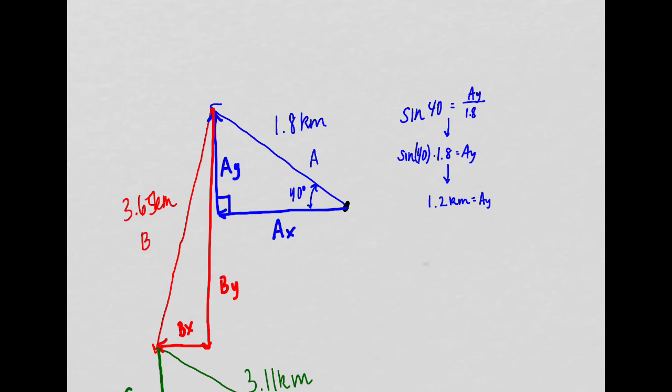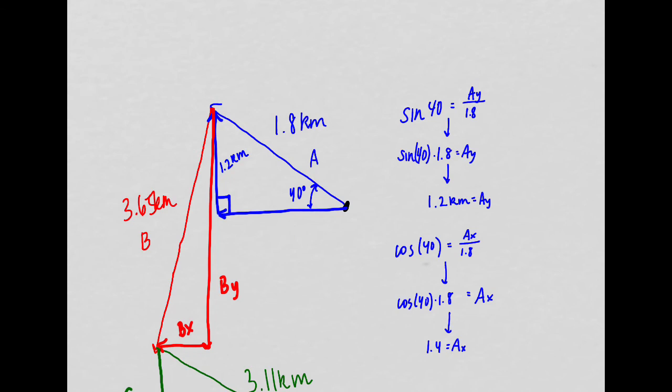All right, so Ay, I'm going to erase this part here. So we get 1.2 kilometers. Now to solve for Ax, we're going to do cosine of 40 is equal to the adjacent, which is Ax, divided by hypotenuse, which is 1.8. When I rearrange, I get this, and when I plug in, I get that. So here I have transformed my wonky, not beautiful vector into two usable vectors, a horizontal and a vertical component.